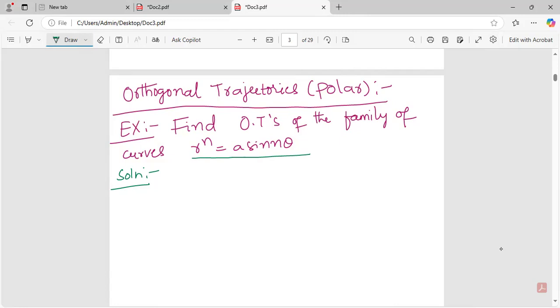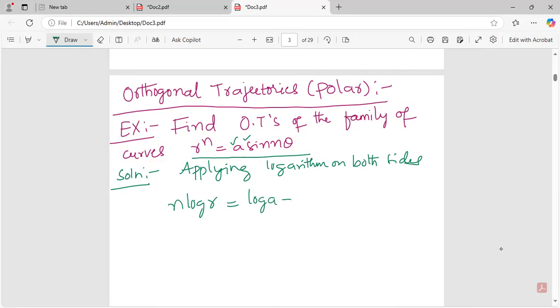The first step would be applying log on both sides. So what will happen? I will get n log r. Then this is u, this is a, this is b, so log a plus log b, log ab, would be sin n theta. So n log r equals log a plus log sin n theta.